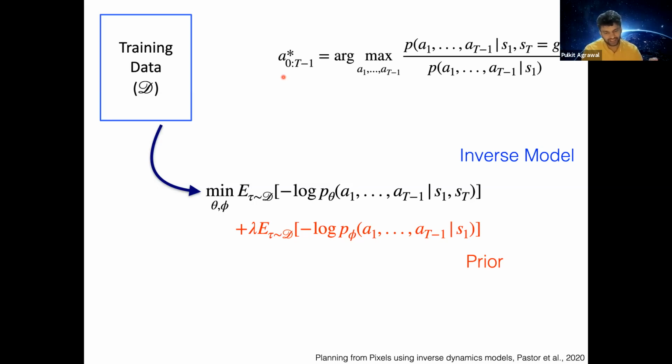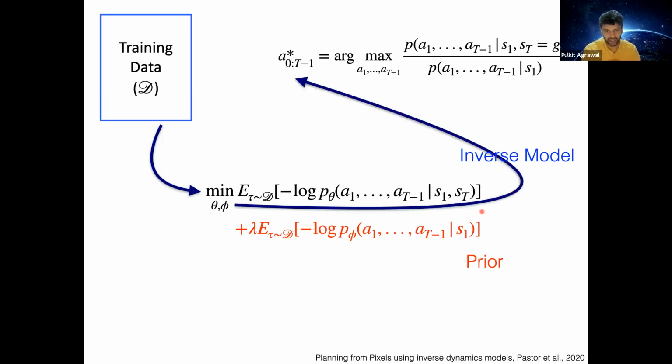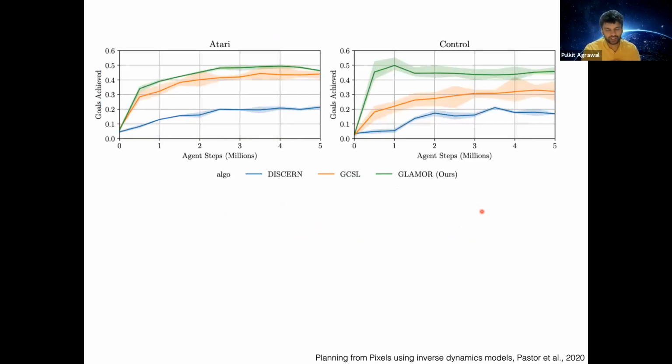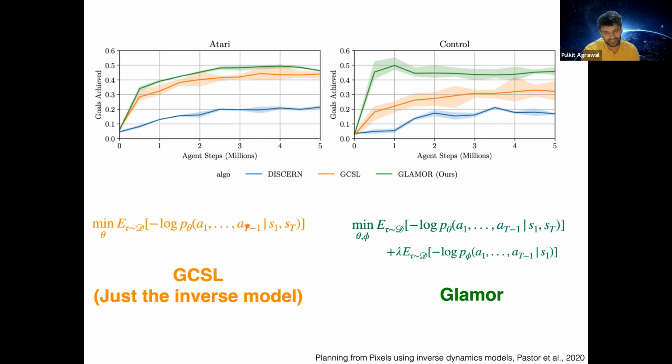So what this work shows is that if I assume a specific form of a reward function, then I can solve the RL problem by learning the inverse dynamics model and a prior. And they showed results on Atari games, and they showed results on the MuJoCo control tasks. And I think what you should look at is the orange line, which is goal condition supervised learning, which is the kind of inverse models that we were seeing before. And green is GLAMOR, which is what they call their method. The difference between GLAMOR and the inverse model is just this term, the prior term is included in GLAMOR.